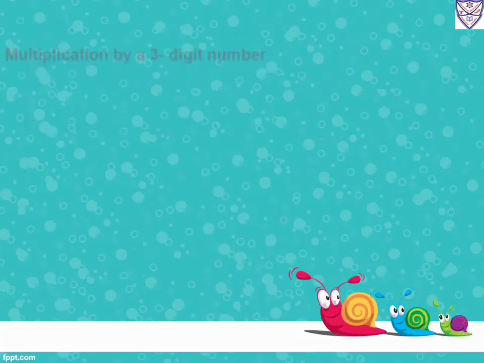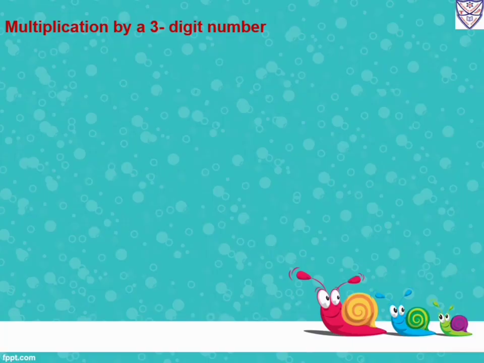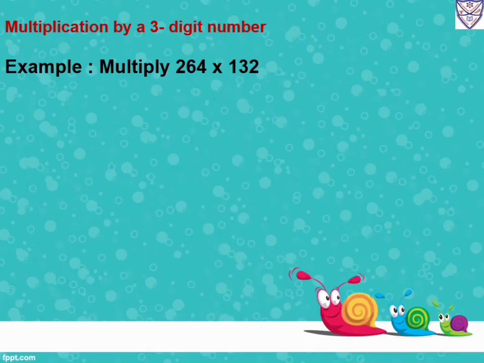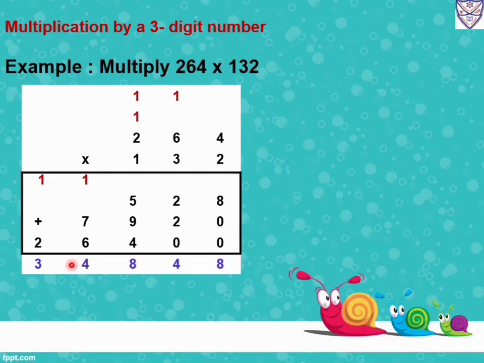So our first topic is multiplication by a 3-digit number. Example: multiply 264 by 132. See, first we will write the question, 264 multiplied by 132. Now we will start from the ones place digit 2.